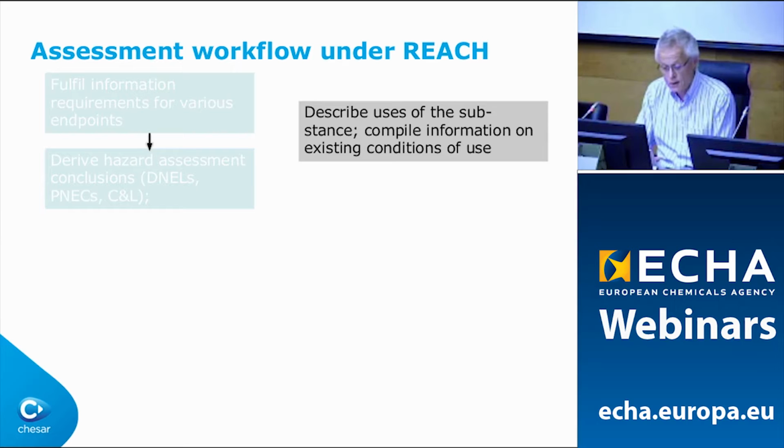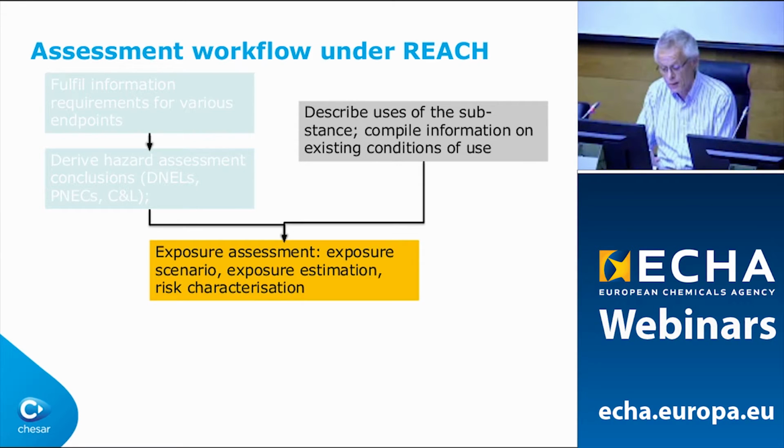The assessment workflow under REACH starts with a hazard assessment. That means after the information requirements are fulfilled, the registrant starts with assessing the hazards of the substance. That means he derives the DNELs, the PNECs, and the classification and labeling. In parallel, he collects information on the uses and the existing conditions of use of the substance. This information is then compiled together in the exposure assessment.